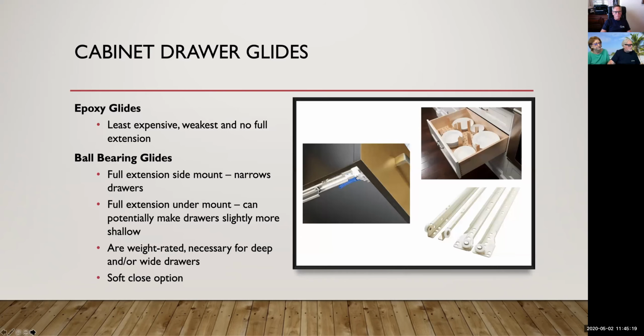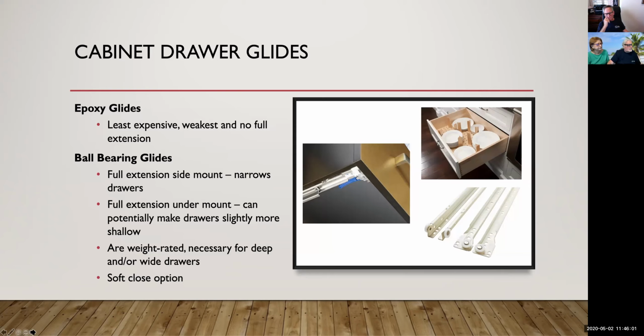Epoxy glides, which are the least expensive, weakest, and don't offer full extension, are shown in the lower right picture. I think most people are familiar with them, but ball bearing glides are by far the very best. You can get full extension side mount glides, but they narrow the drawer quite a bit as compared to epoxy. The full extension undermount ball bearing glide can potentially make drawers wider, more shallow, but they are weight rated and necessary for deep and wide drawers.